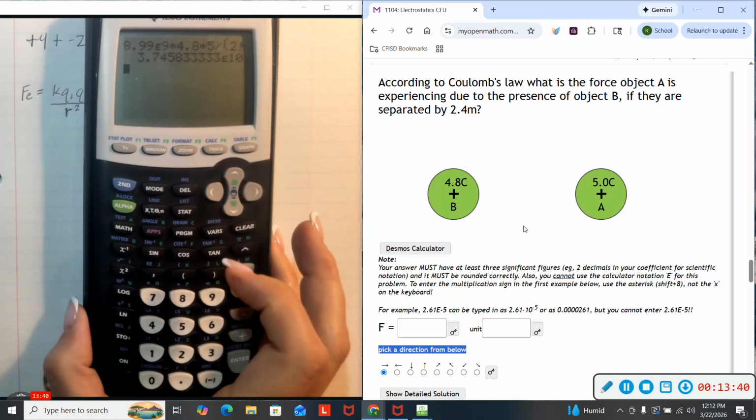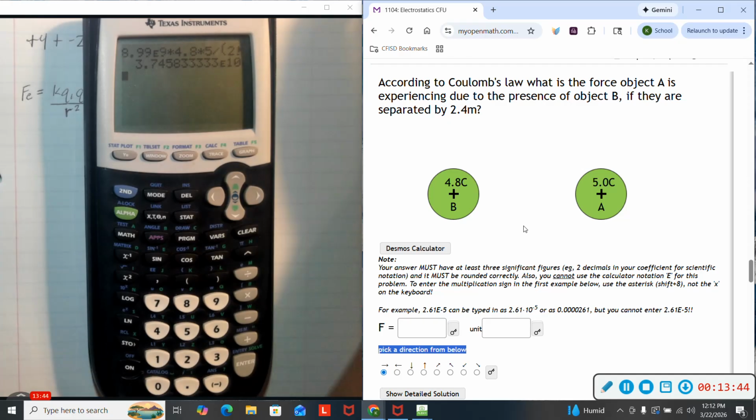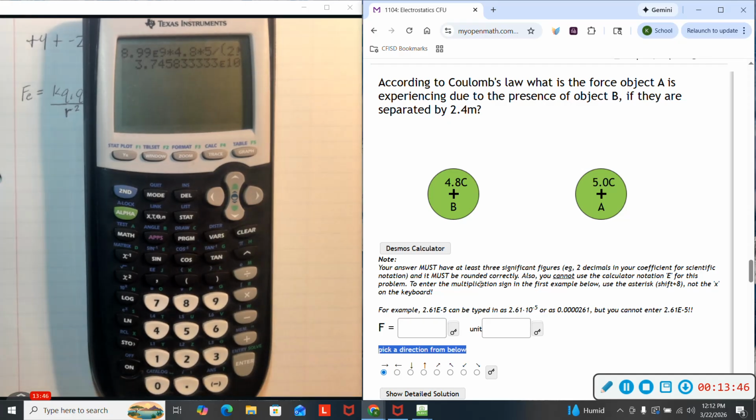And I get this right here, 3.7458333 times 10 to the 10th. And that should be what we see right there, 3.458333 times 10 to the 10th, and of course it'll be in newtons.